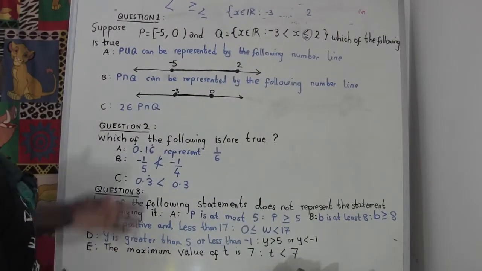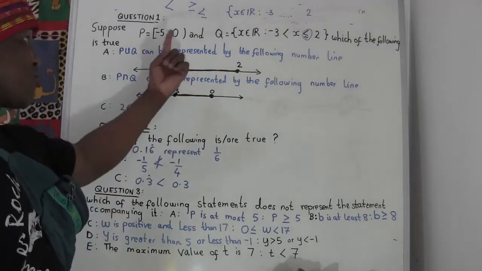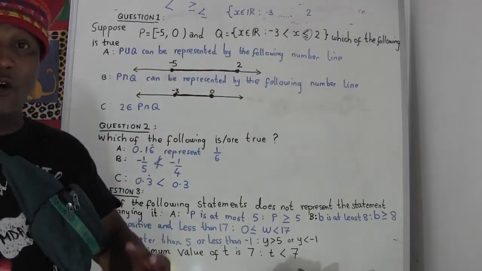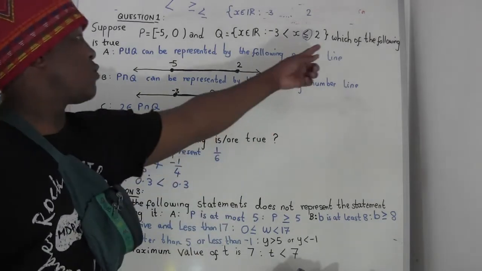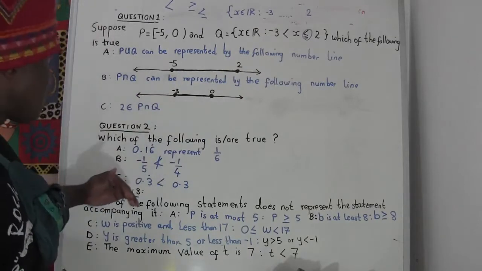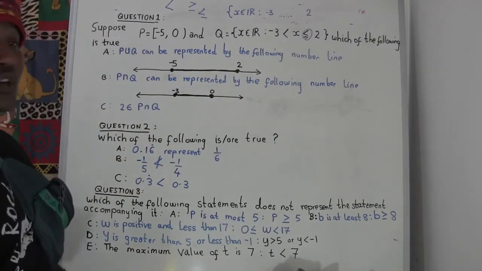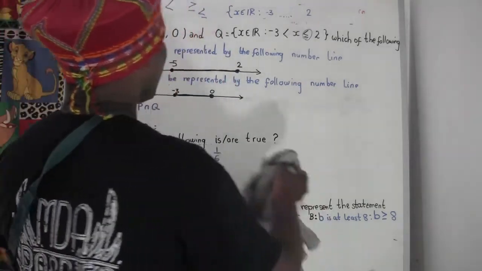Now let's say we have two sets. Set P is represented using interval notation, but set Q uses the format called set builder notation. They ask which of the following is true, options A, B, C, D. Let's look at the first one: P union Q. Union means put them together, unite them. Here they use a number line.